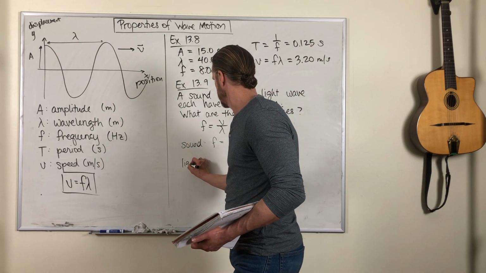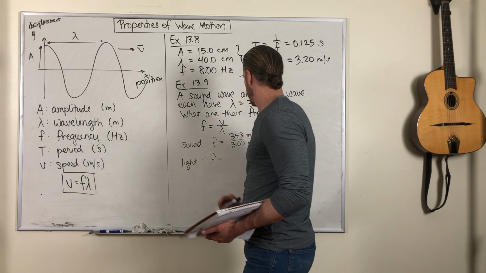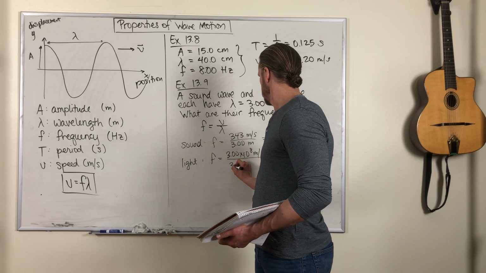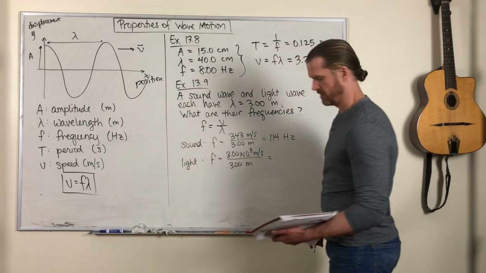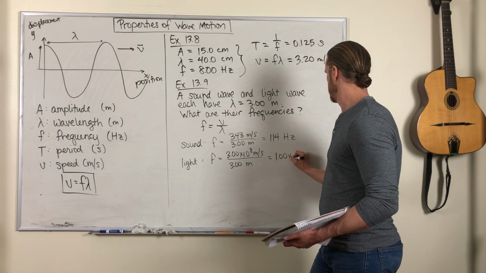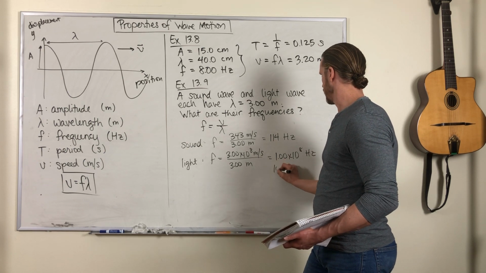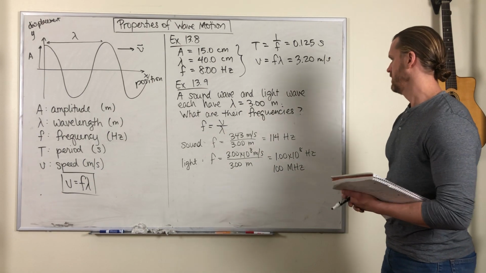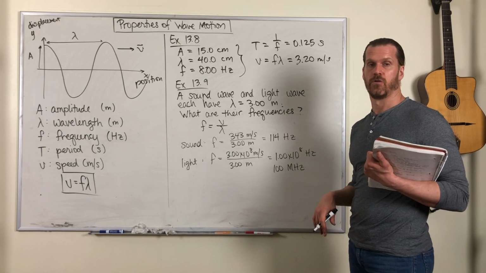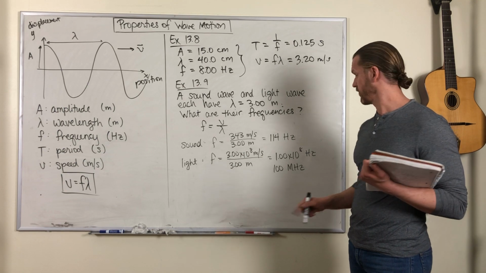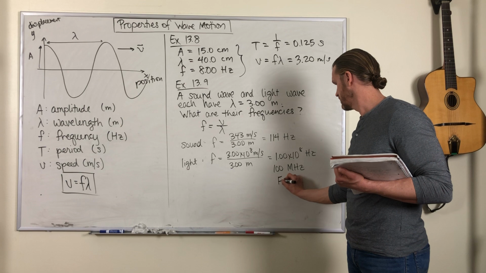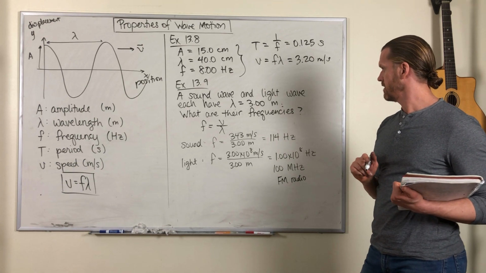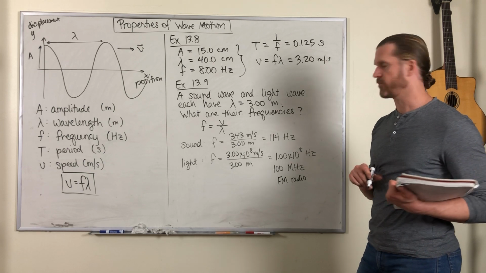And for light, f equals the speed of light, which is 3 × 10⁸ meters per second, over 3 meters, which is 1 × 10⁸ hertz, or 100 megahertz, 100 million hertz, which is in the radio frequency. All the FM radio stations are in this megahertz range, so this would be FM radio. And this sound wave would be kind of a note in the bass register.